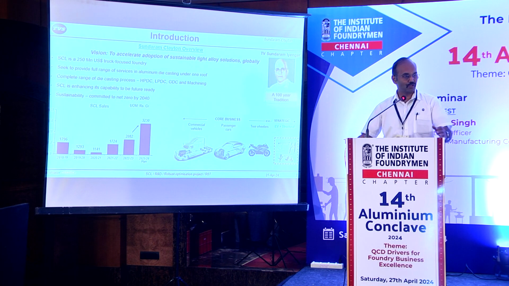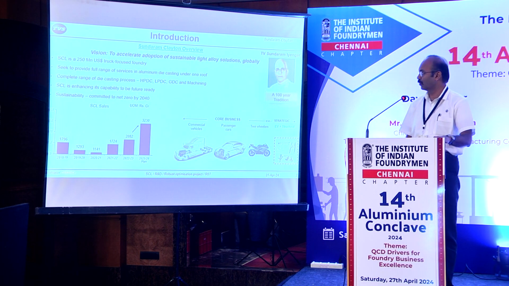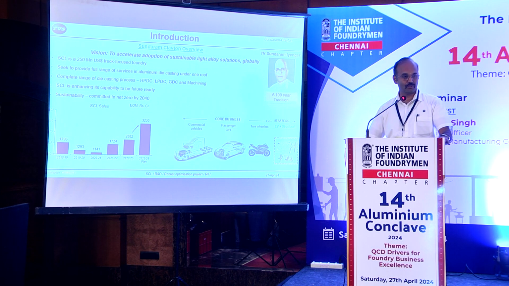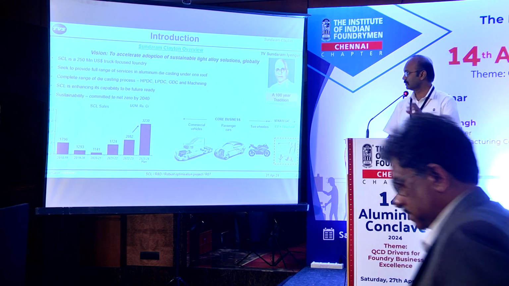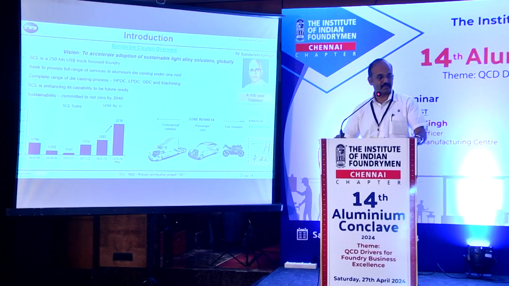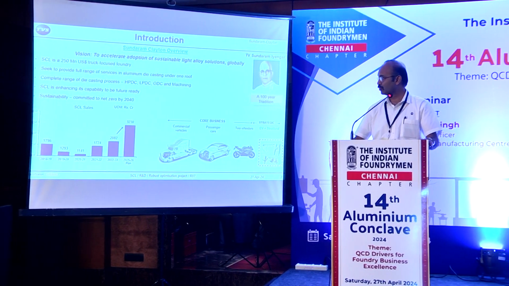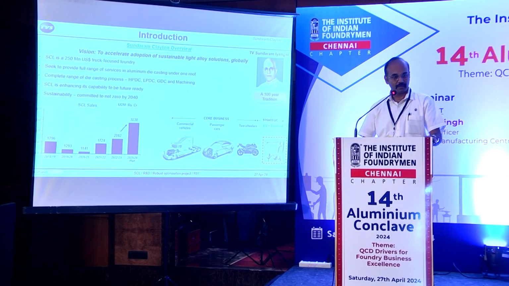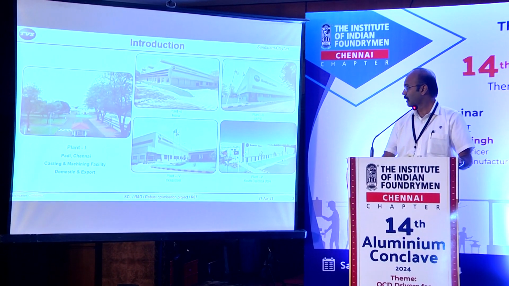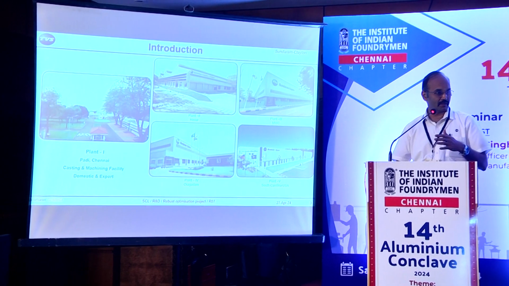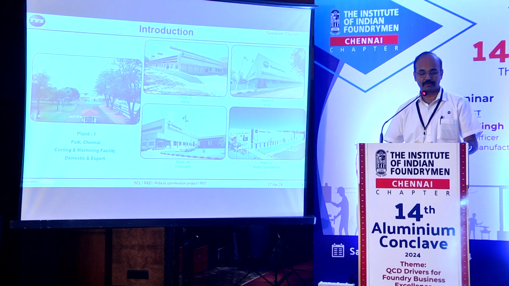A brief introduction of SCL, which I think most of us know. We are a $250 million US dollar truck-focused company, and we provide a wide range of solutions in aluminum die casting, starting from high pressure die casting, gravity die casting, to low pressure die casting. Our sustainability goal is to achieve carbon neutral by 2040. These are some of the parts that we make for commercial vehicles, passenger cars, two-wheelers and others. We have plants across India and one plant in the US.